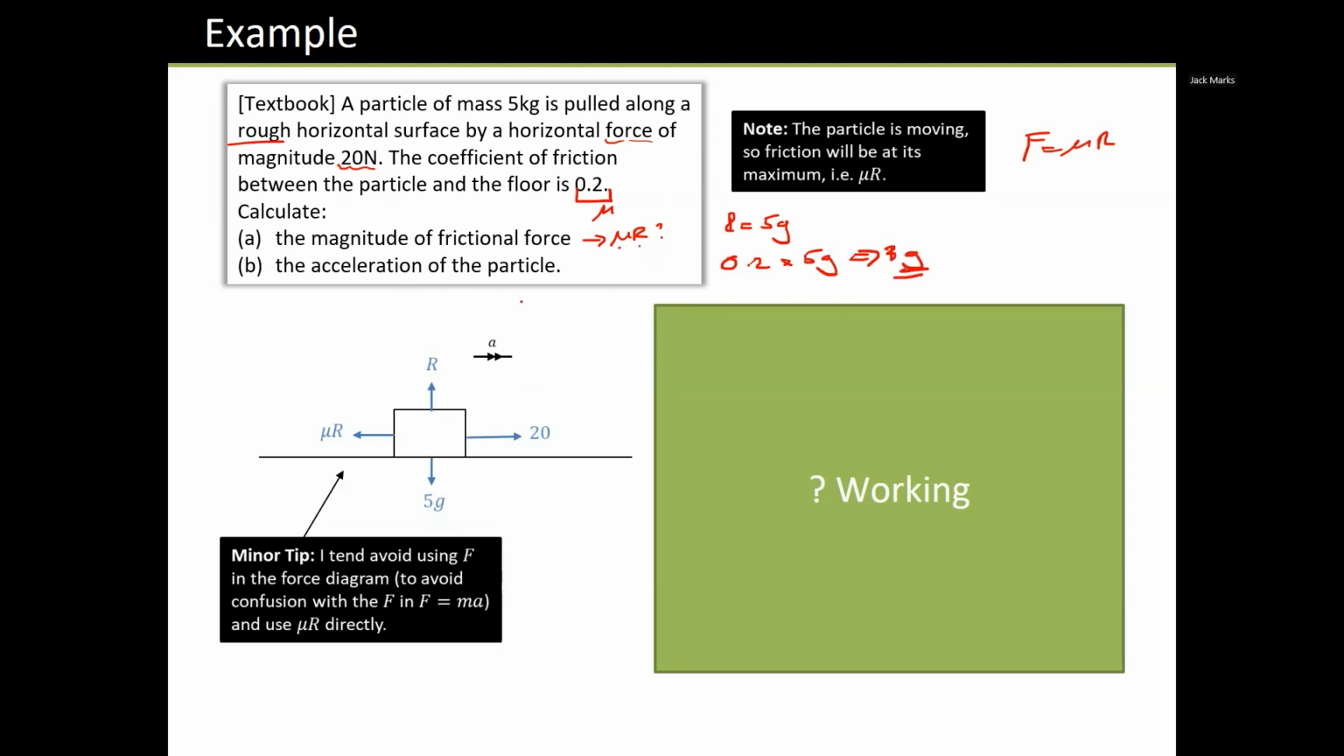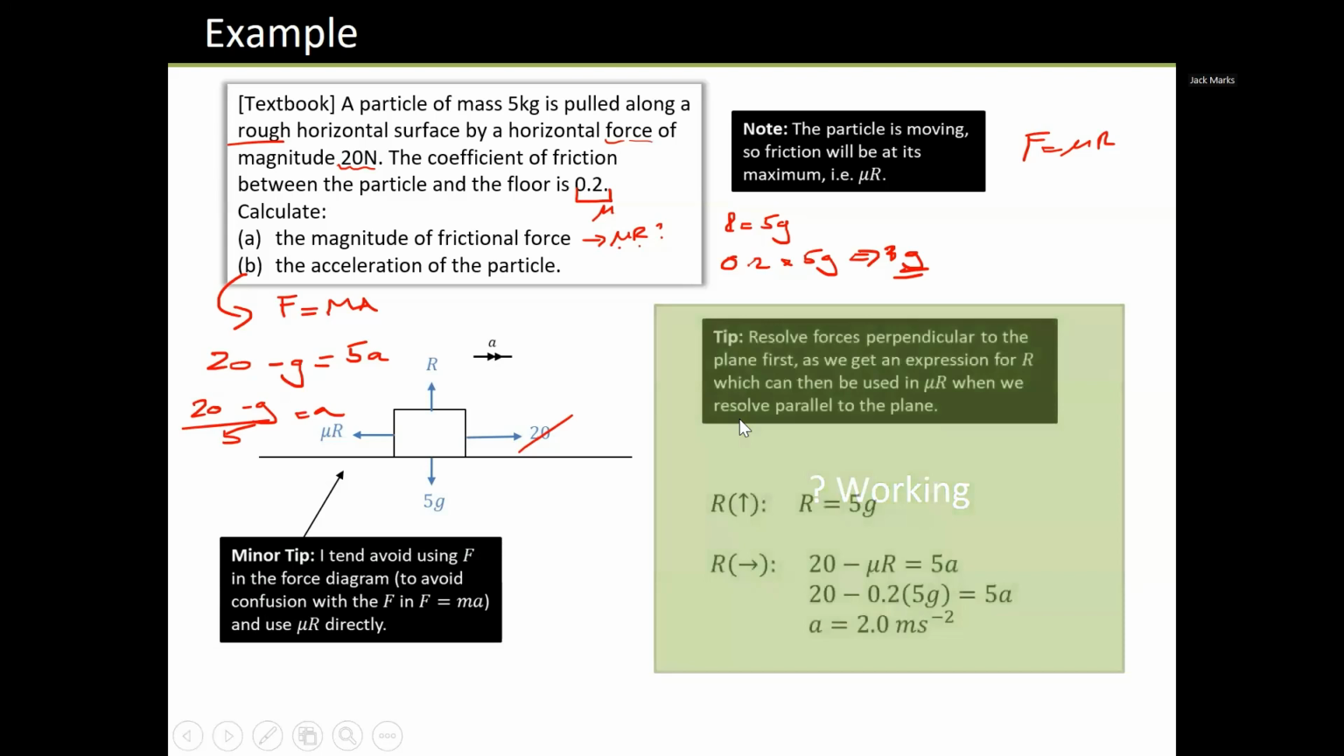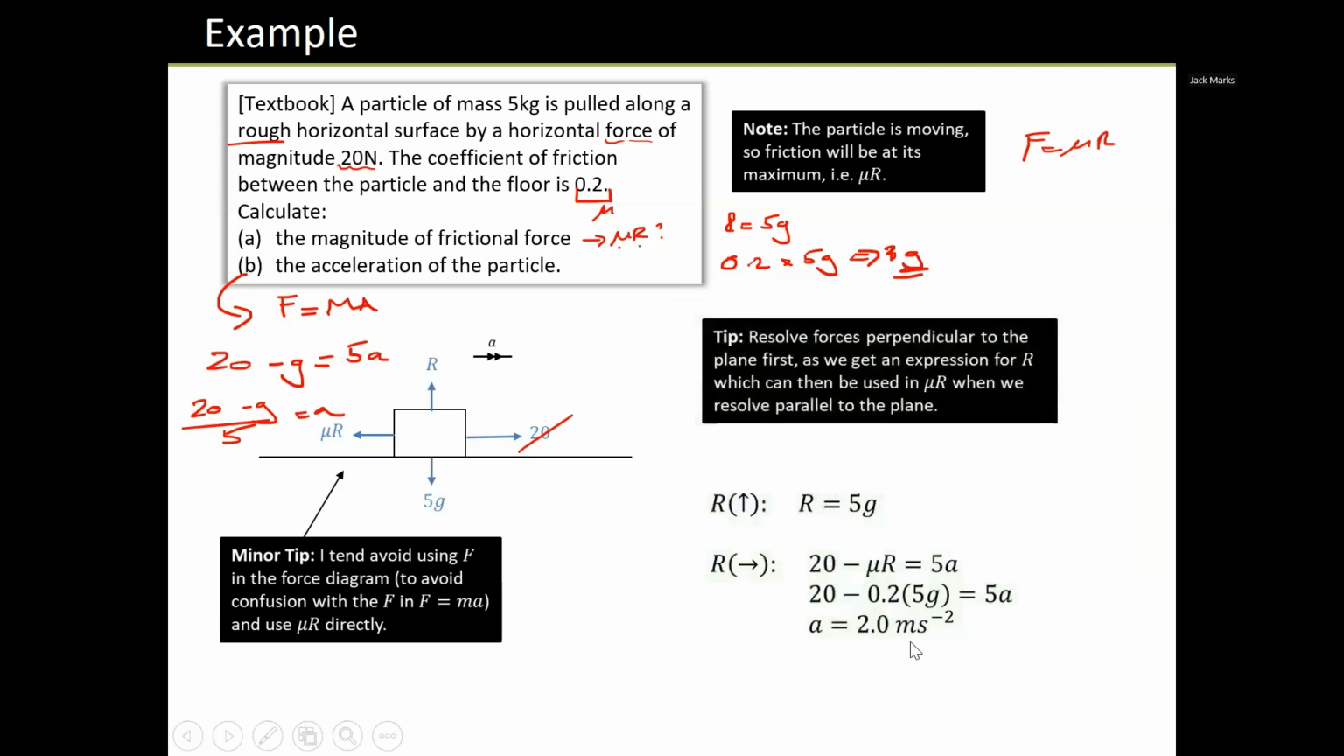Now, what's the acceleration of the particle? Well, when we know that things are accelerating, we want to use F equals ma. So what's the resultant force? The resultant force to the right is 20 minus mu R. Mu R is just g, so 20 minus g equals m, m is 5, and that's a. So divide both sides by 5, and you'll get your answer. So that will end up being 2 meters per second squared.